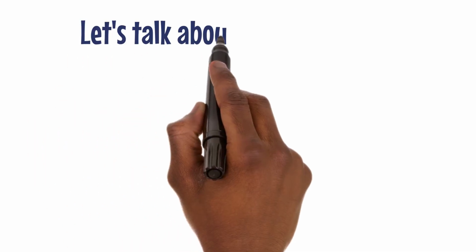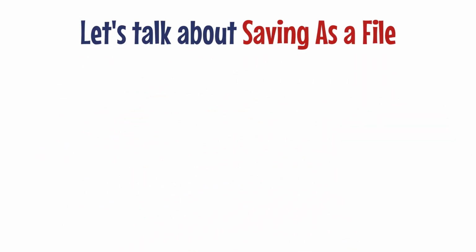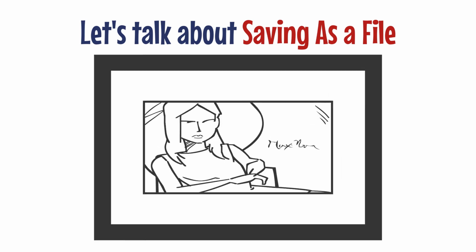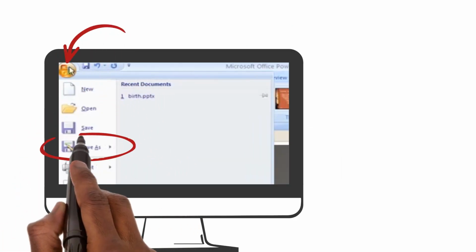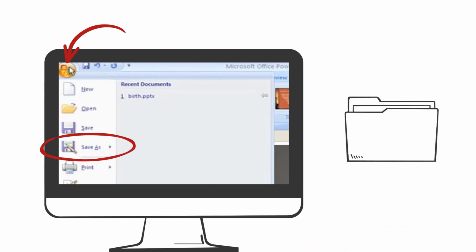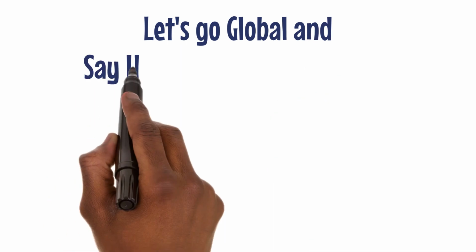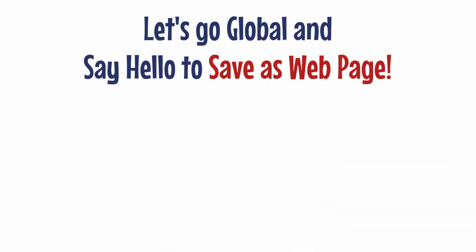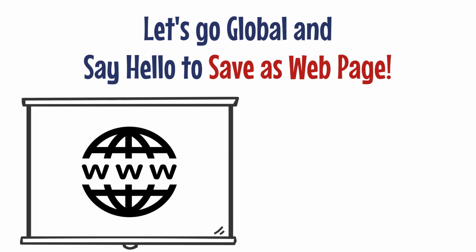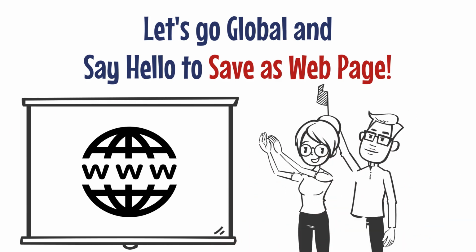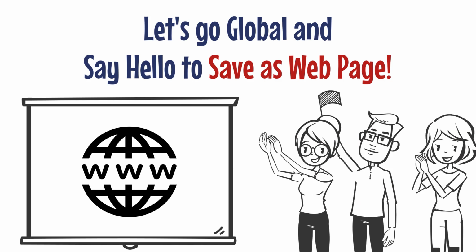Now, let's talk about saving as a file. It's like putting your artwork in a frame. Select Office button, then click on Save As, and pick a folder for your presentation to chill in. Now, let's go global and say hello to Save As web page. It's like making your presentation internet famous. People can admire your masterpiece even without PowerPoint.